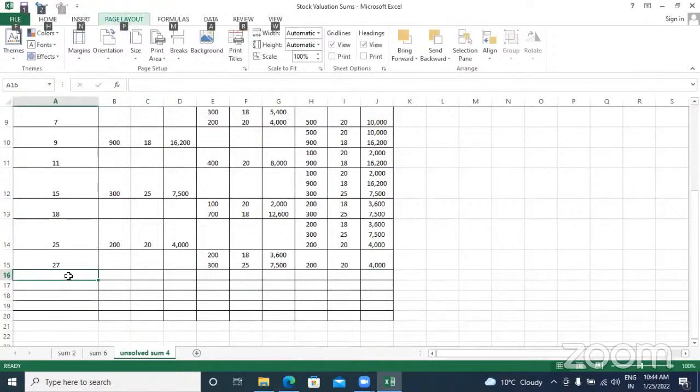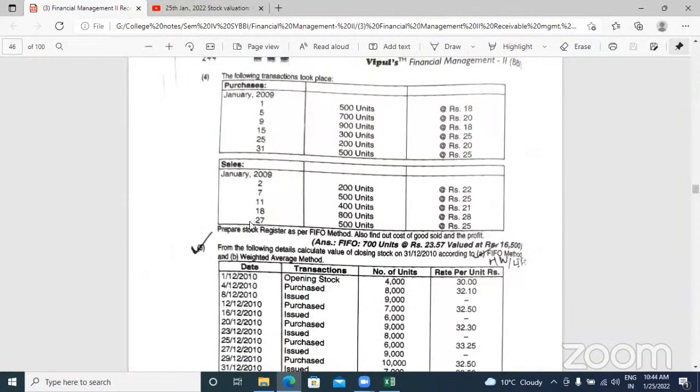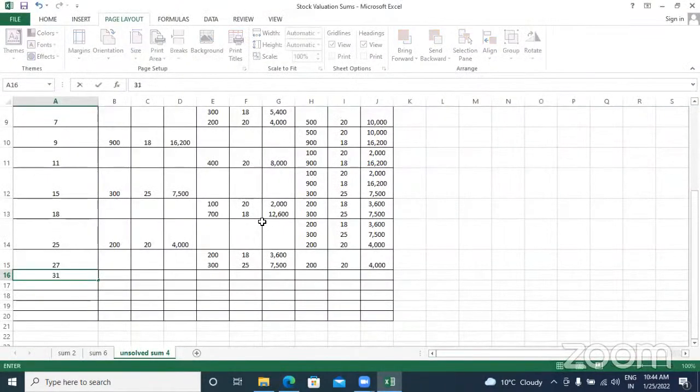Okay. Now next. After the 27th date, what do you have? 31st. What have you done on the 31st? Purchase receipt. How much? 500 units. At the rate? 25. Very good. So here you will write 31st, 500 units, 25 rupees per unit. So how much is going to be my value? 500 into 25, please repeat again. 12,500.